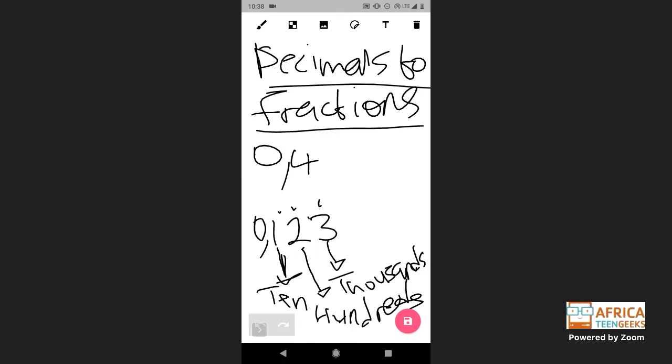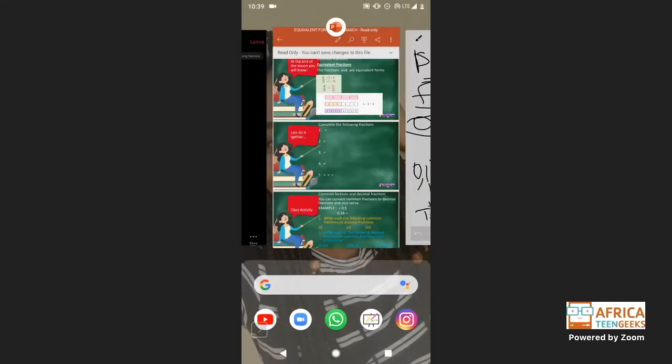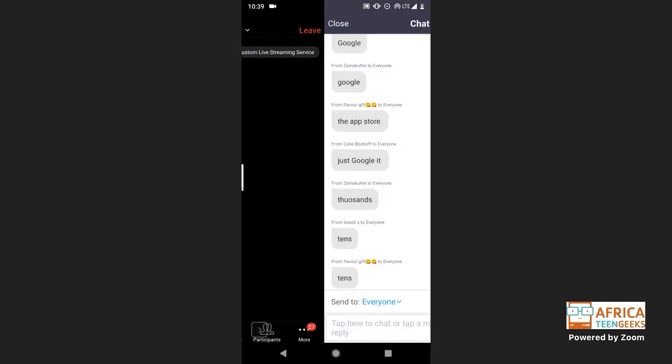So we'll do this example right here, which is 0,4. So it means that this is what this 4 represents. What, guys? You can just tell me in the comments first. The 4 right here, it represents what? Let's check the comments first. The 4 represents what?